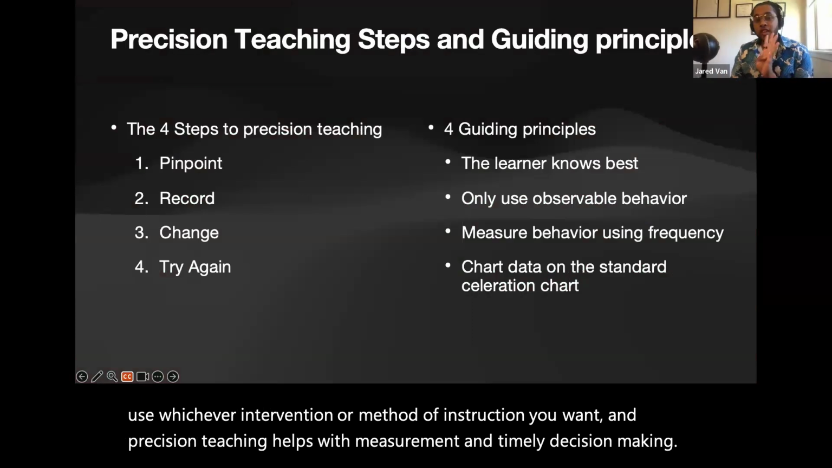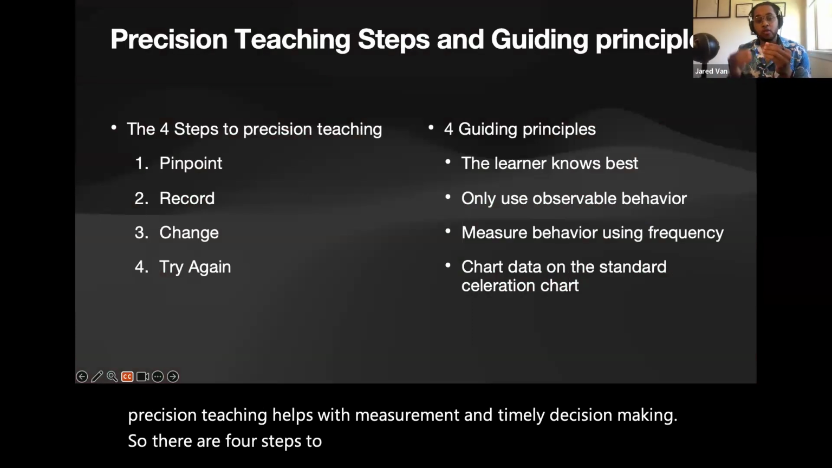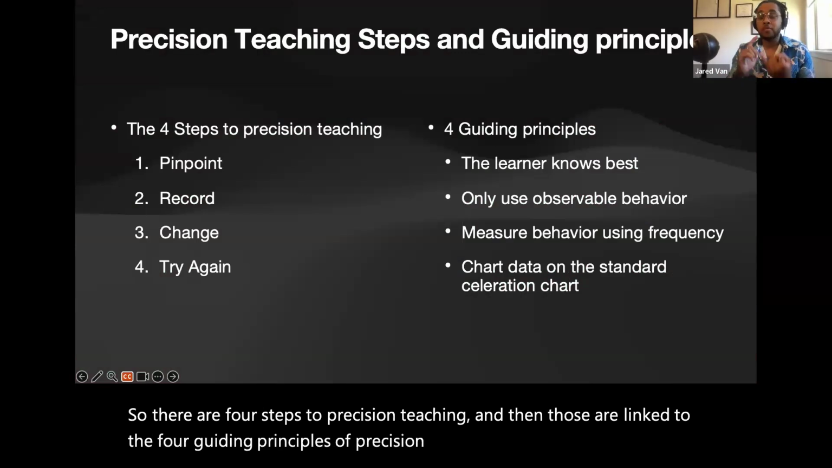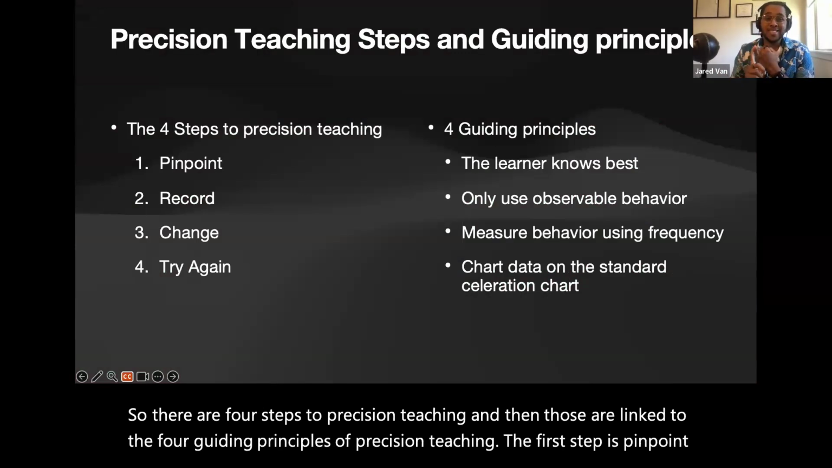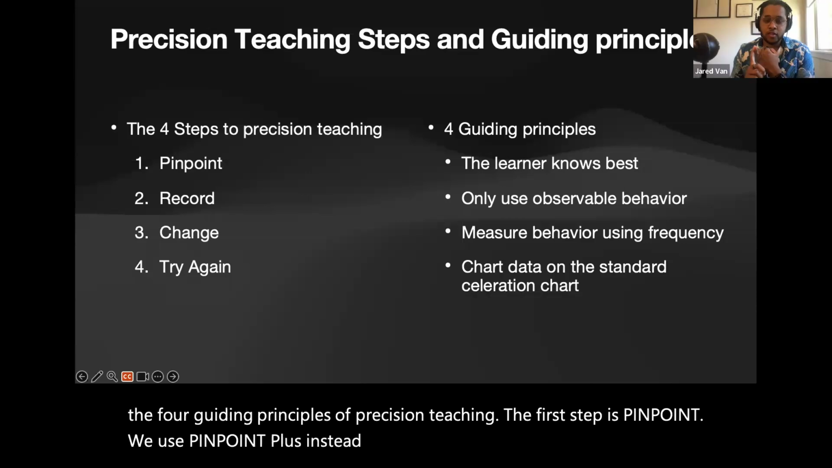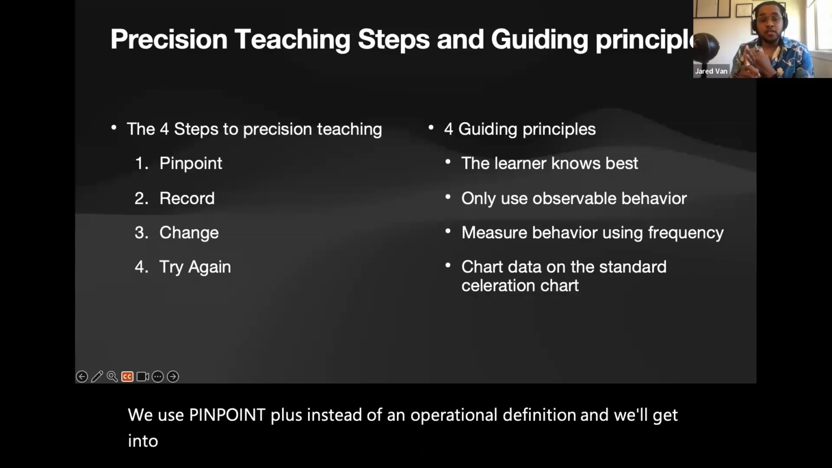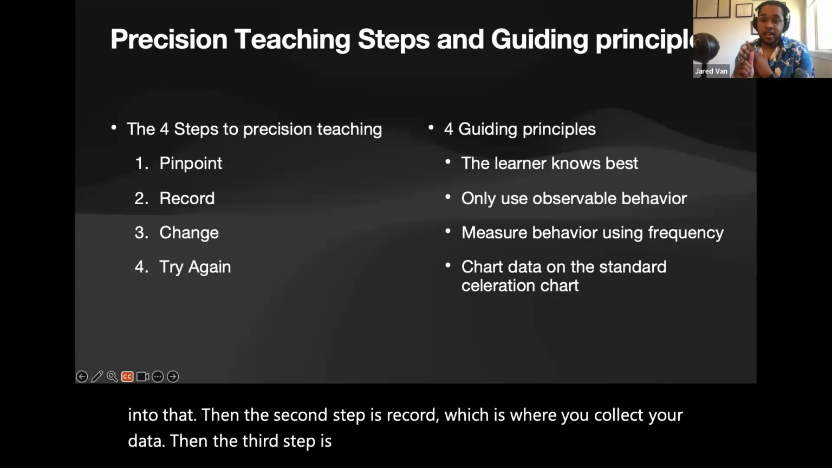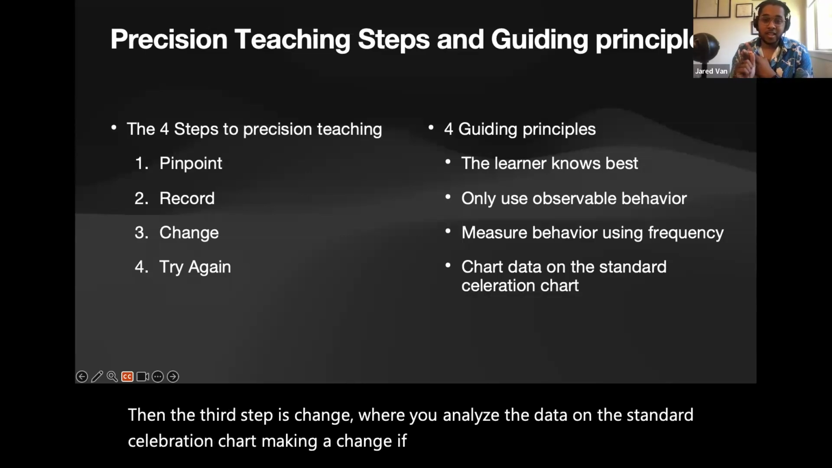So there are 4 steps to precision teaching, and then those are linked to the 4 guiding principles of precision teaching. The first step is pinpoint. We use pinpoint plus instead of an operational definition, and we'll get into that. Then the second step is record, which is where you collect your data. Then the third step is change, where you analyze the data on the standard acceleration chart, making a change if the data suggests a need for modification or a new intervention.